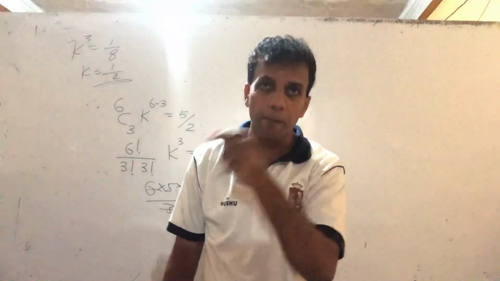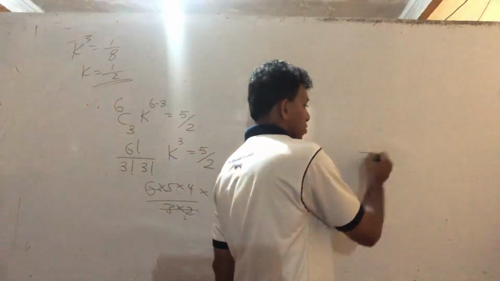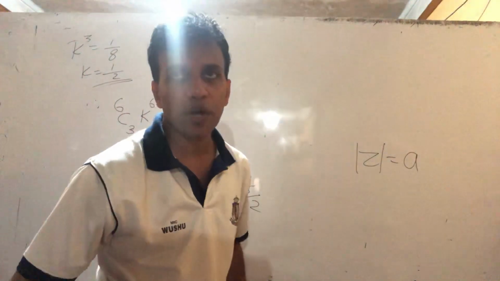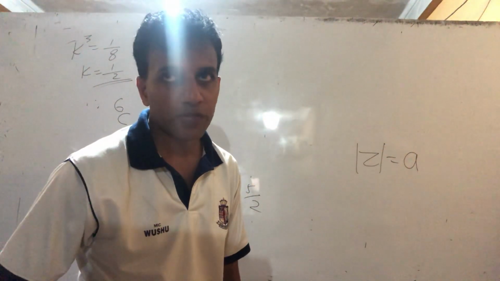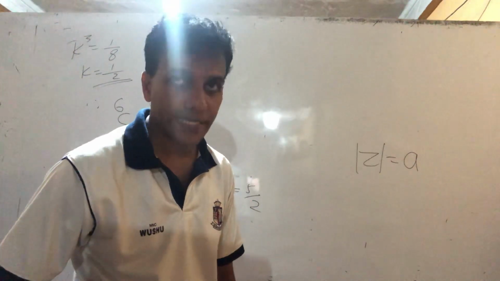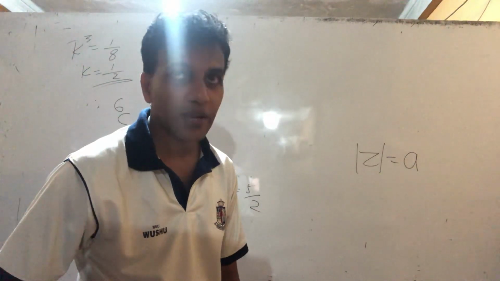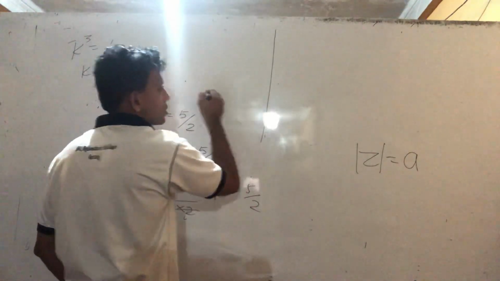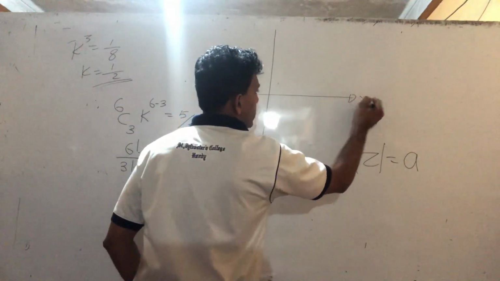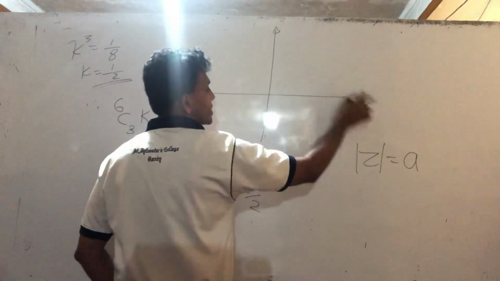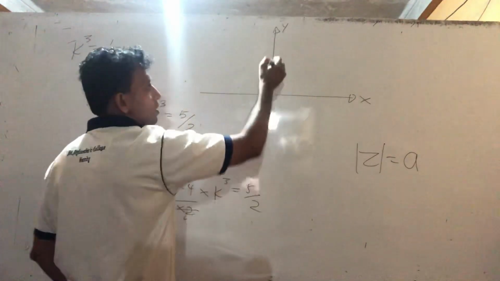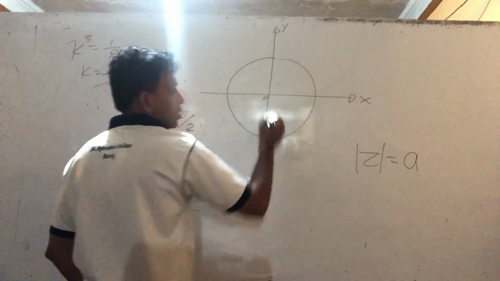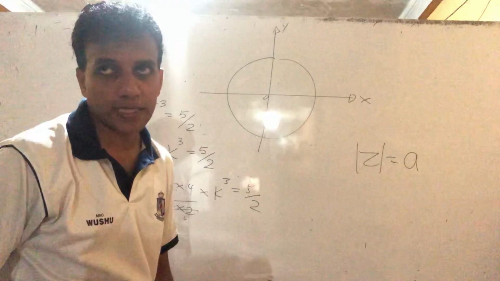Mod z equal to a, in the general form, is what? A circle. What type of circle? The origin is the center, radius is a. Therefore, here, a simple question. If I complete that, the real axis is here, the imaginary axis is y. This is the locus of mod z is 3.